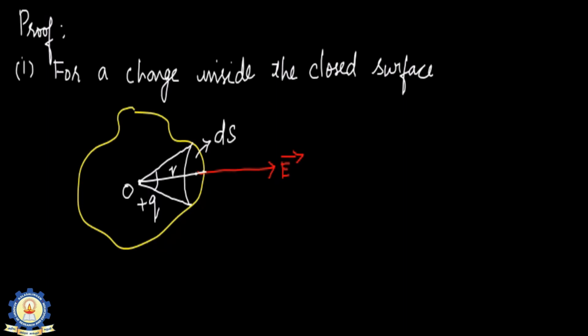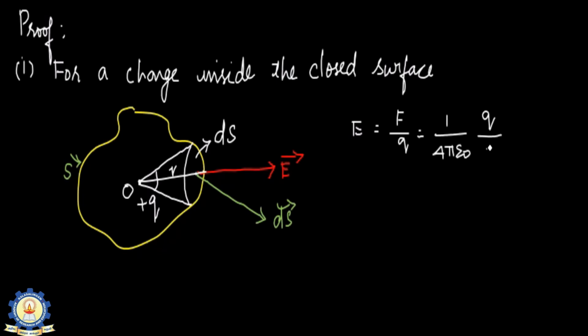The electric field lines move outward, so we can mark the electric field vector like this, as well as the ds vector which is perpendicular to the surface. Let the entire surface be marked as capital S. We know that by Coulomb's law we can write electric field vector as force by q, or 1 by 4 pi epsilon naught q by r square.